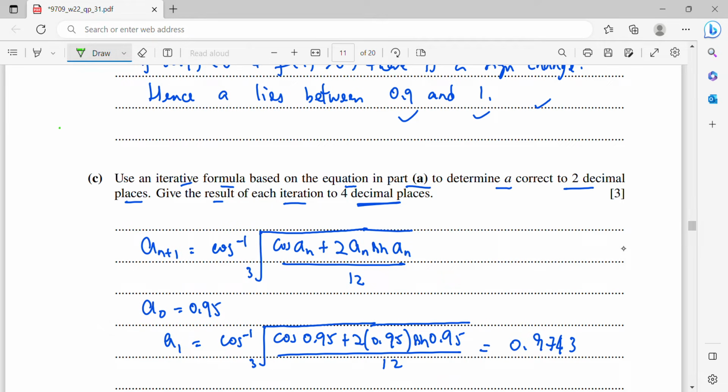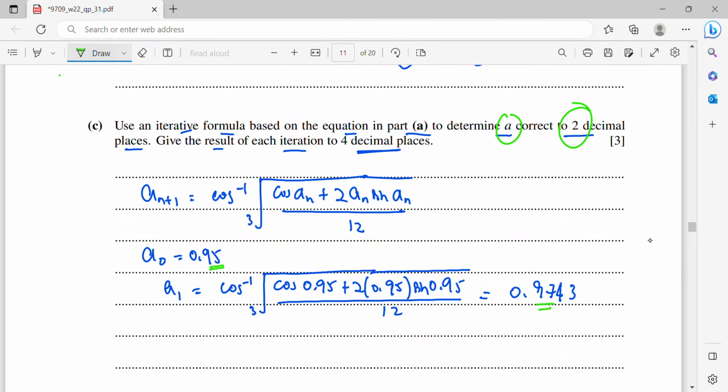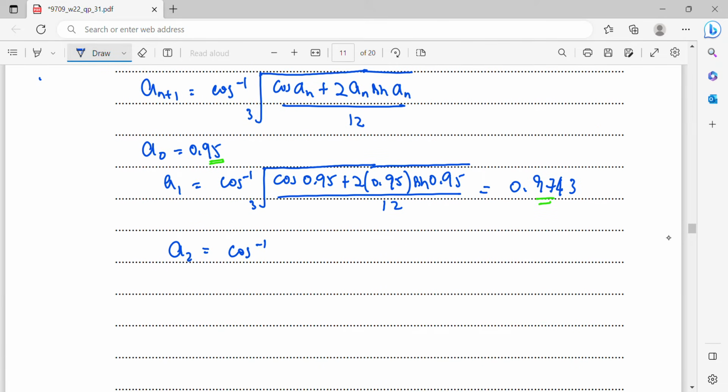Now, how do we know when to stop this iteration? Your final answer is to 2 decimal places. Here is 95 for the A0, and now your A1 is 97. So they are different. Therefore, we have to continue with the next iteration. So my next iteration is going to be A2: inverse cos, then cube root, cos 0.9743 plus 2an, so A1, then sine 0.9743. After that, divided by 12.